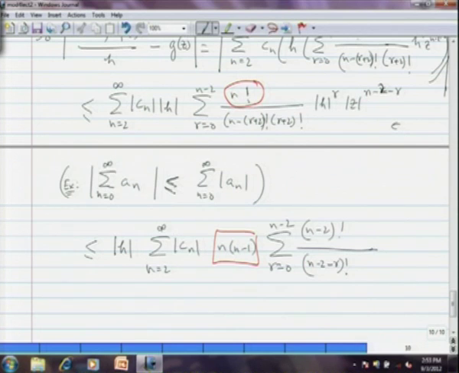Okay. And since I have a less than or equal to here, I will emphasize that, what I will do is lessen the denominator. So, I will write r factorial here instead of r plus 2 factorial. Okay. So, then I can write mod h power r here and modulus of z power n minus 2 minus r here.